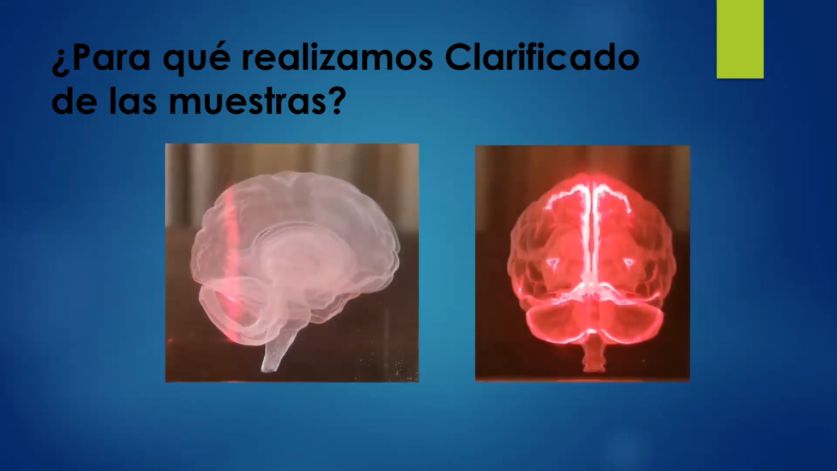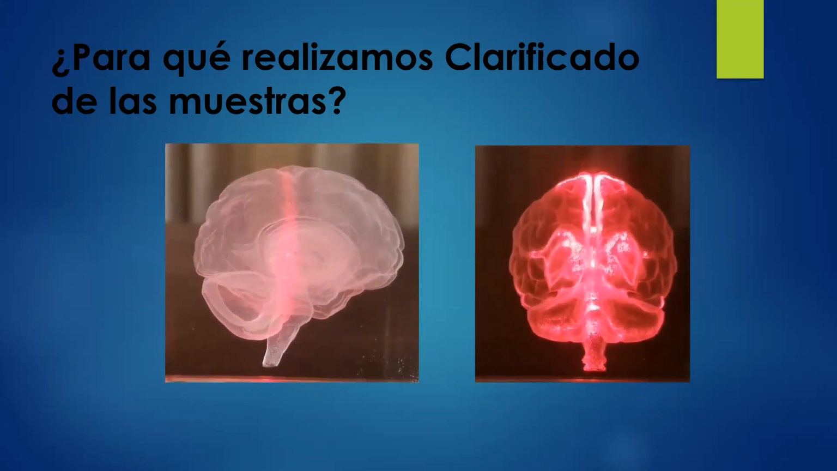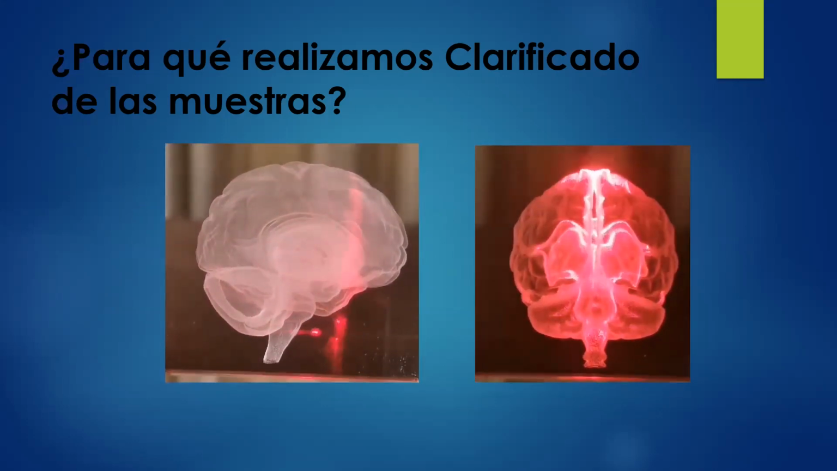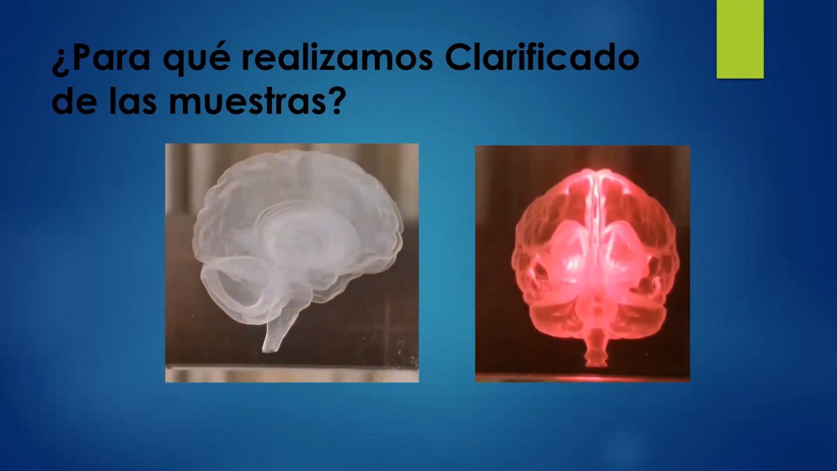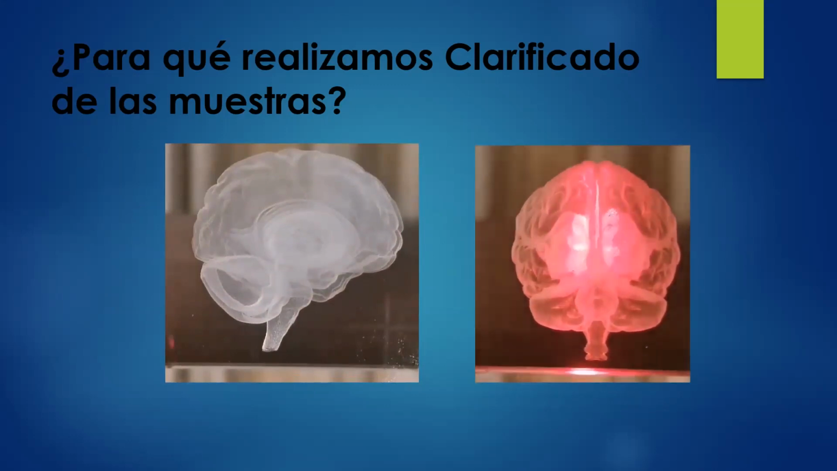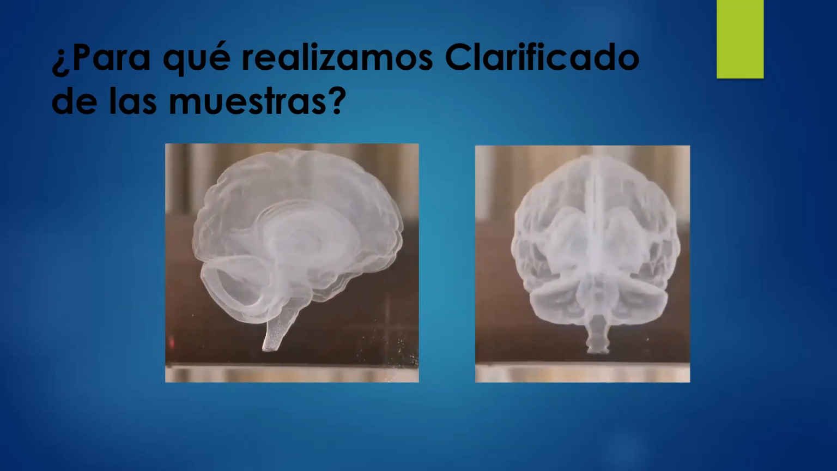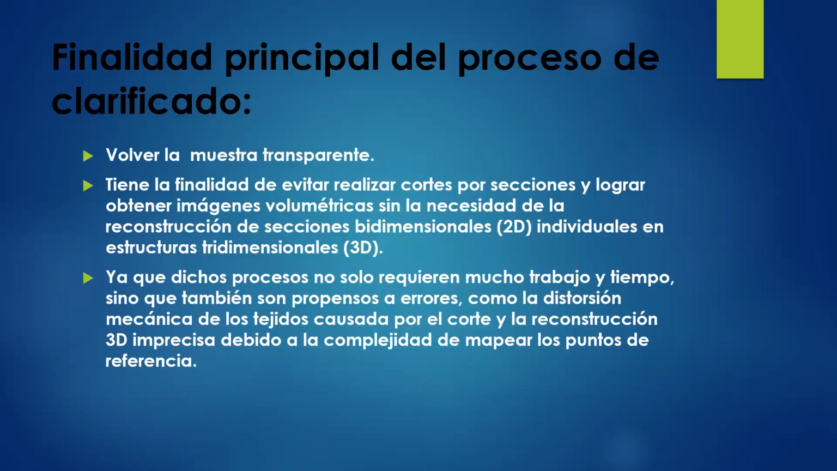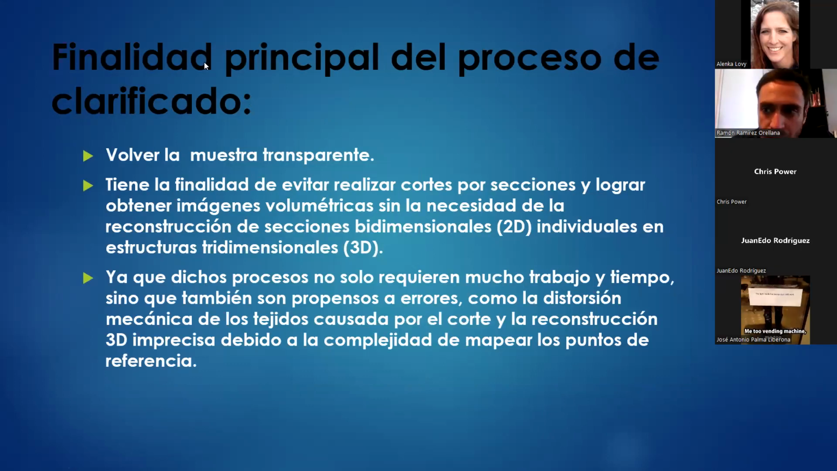Para poder visualizar muestras en el microscopio, necesitamos que la luz entre lo más pareja posible y podamos visualizar dentro de nuestra muestra, que son tejidos grandes, ¿ya? La finalidad en lo que nosotros vamos a ocupar esta técnica en ciencia, principalmente, como decía, es para volver la muestra transparente, ¿ya?